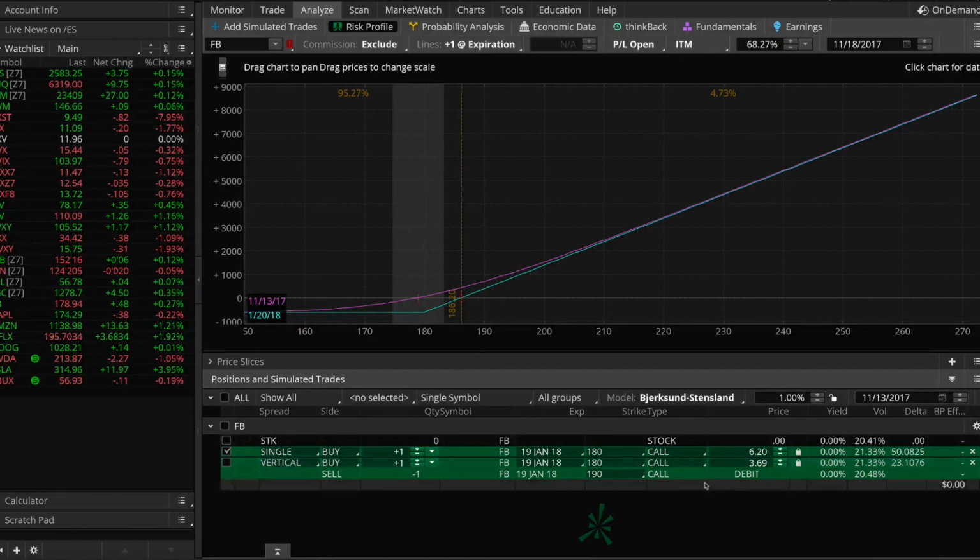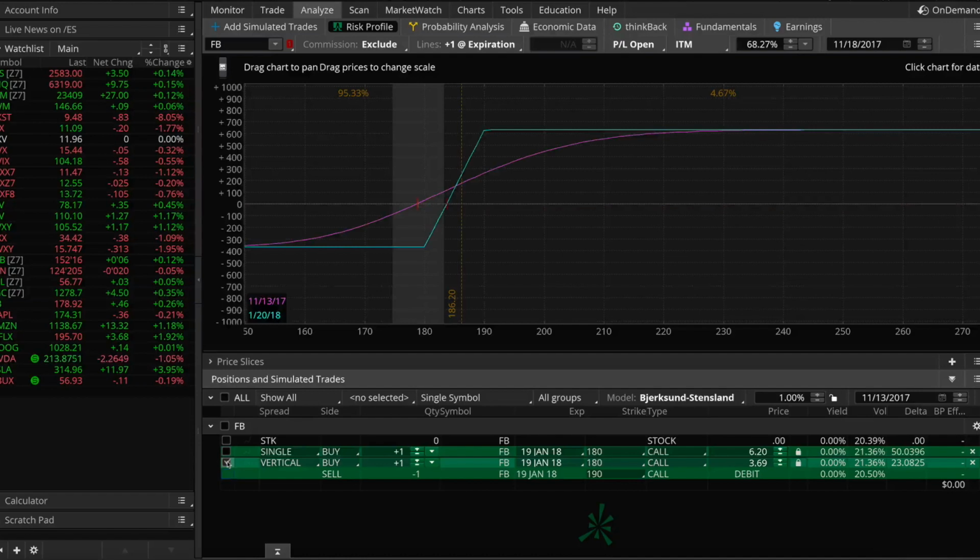Now, as we can see here, since we're paying less money for this 180-190 call spread, our break even is going to be lower. So if we switch over to the call spread, we can see that the break even price is going to be 183.69. So we're taking the long call strike price of 180 and we're adding the debit paid of $3.69. So 183.69.